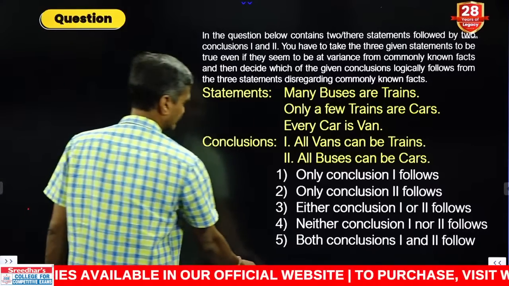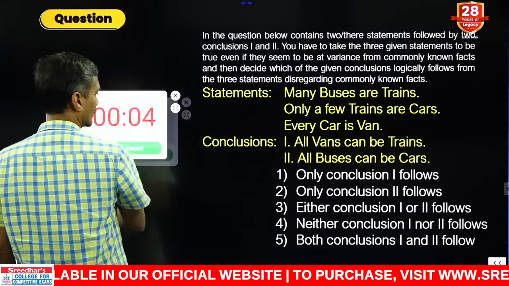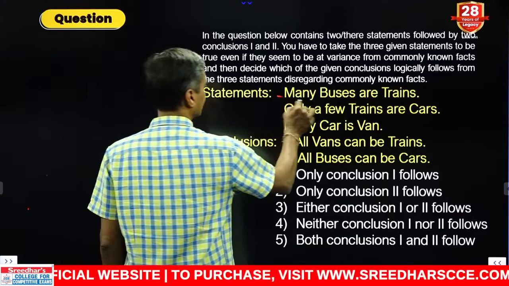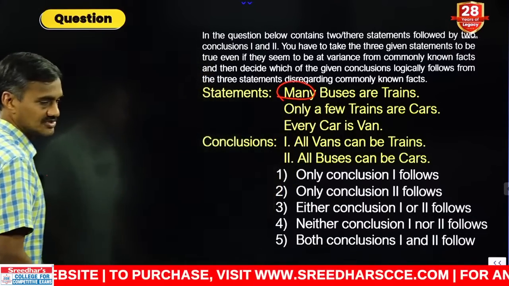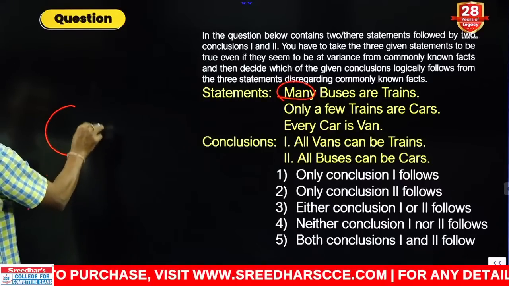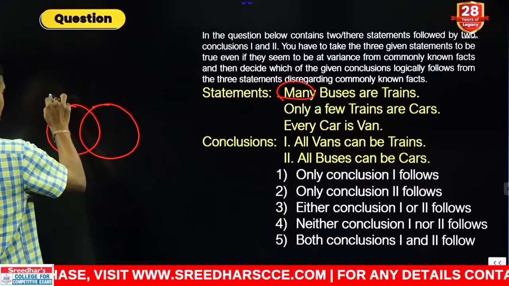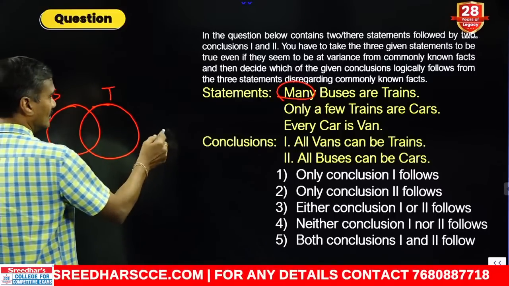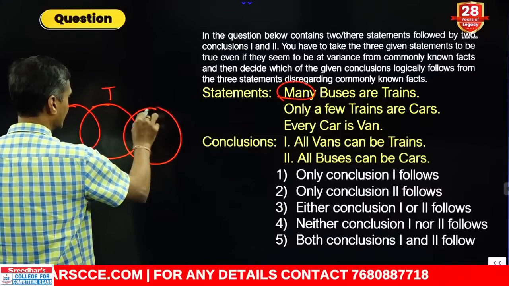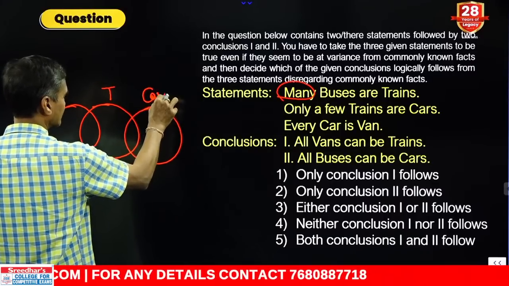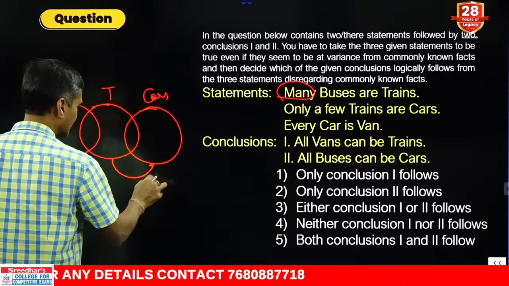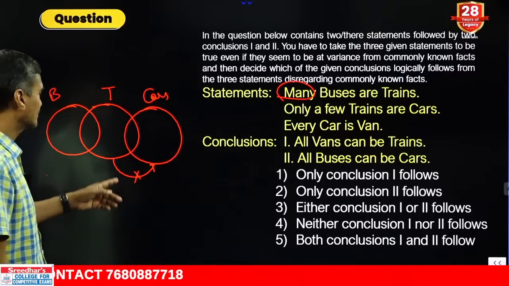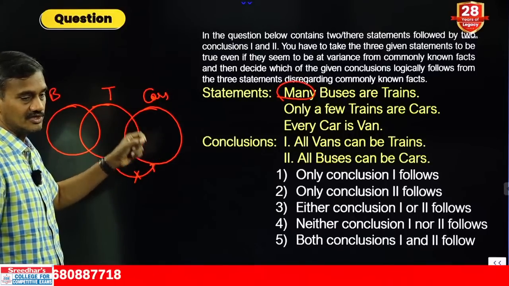Many stands for what? Many means some. Some buses are trains. Many is nothing but some buses are trains. Now these are the buses that are trains, bus and a train. And only a few trains are cars, which means these trains belong to only some cars. That means this entire set of trains cannot be a part of cars. Follow here, only a few trains are cars. Only some trains are cars, not all.